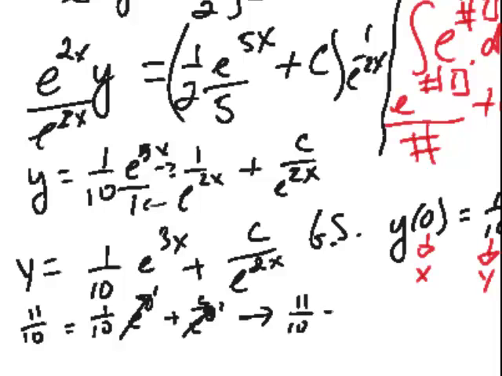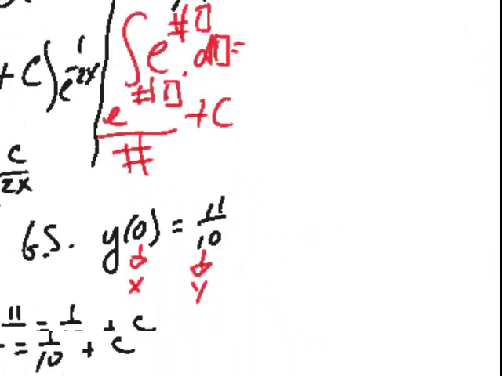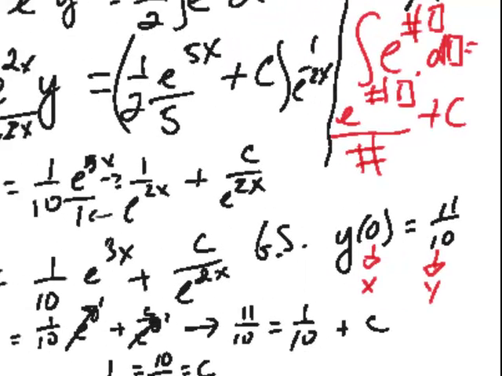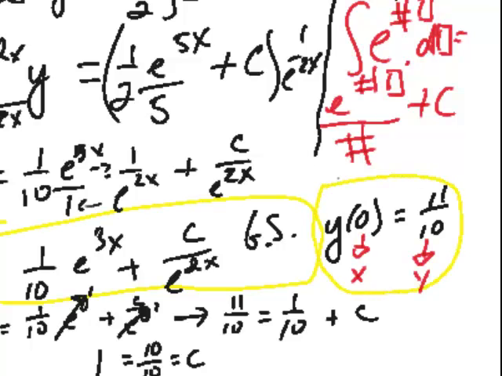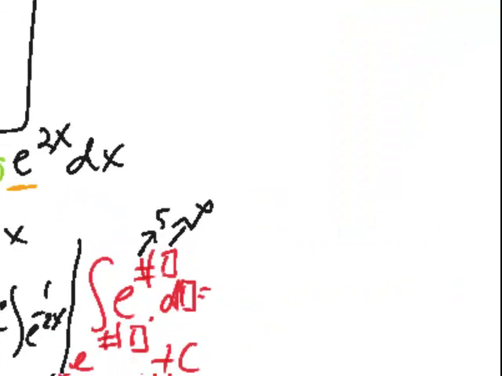11/10 equals 1/10 plus c. Let's see, if you subtract that 1/10 over, you get 10 over 10 equals c, which is a 1. So the final stage to this problem would be to plug into your general solution, which was right here, if you remember, and we solved using these initial values that gave us this particular solution.